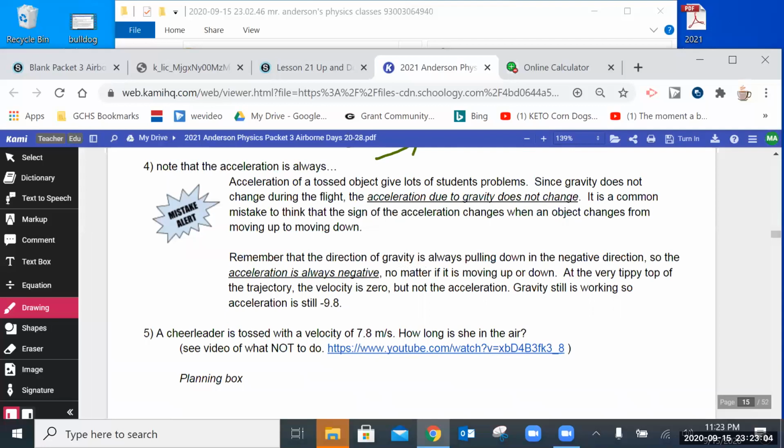Number 4, note that the acceleration is always, okay, let's see here. Acceleration of a tossed object gives lots of students problems. Since gravity does not change during the flight, the acceleration due to gravity does not change. It is a common mistake to think that the sign of the acceleration changes when the object changes from moving up to moving down. That is a mistake. Don't think that. The sign does not change.